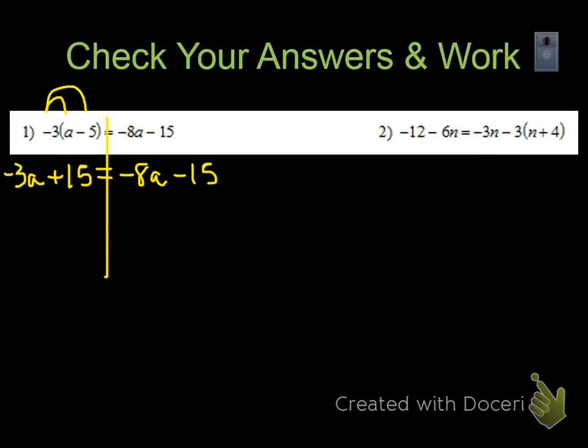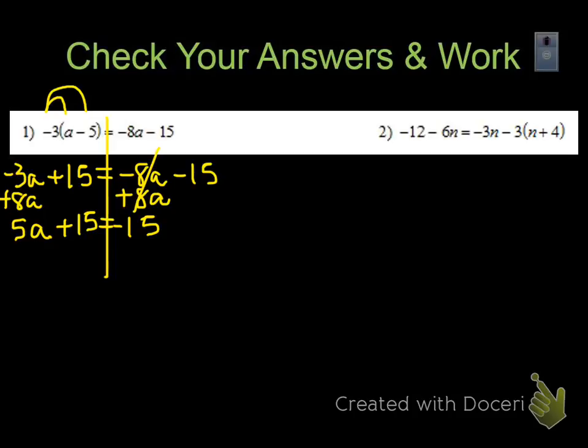So I can work at getting my variable to the left-hand side and my numbers to the right-hand side to solve for that variable. So on the right-hand side here, I'm going to add 8a to cancel that out. I'm going to do that on the left-hand side as well. I'm going to add 8a. So negative 3 plus 8 is 5a. I still have plus 15 equals negative 15.